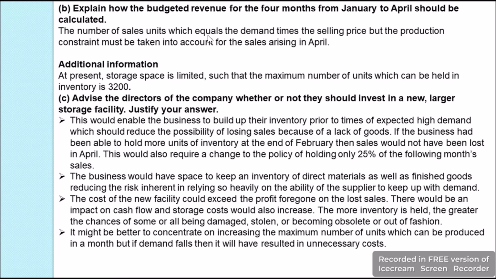However, here we have a constraint on our production, especially in the month of April. We were not able to fulfill the demand and we sold less. So sales and demand may not always be equal. However, the sales revenue is always equal to units sold times the selling price. Furthermore, additional information is given, which is that at present the storage space is limited such that the maximum number of units which can be held in the inventory is 3,200 units.